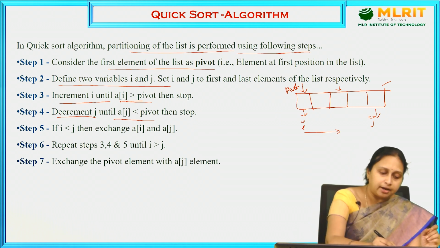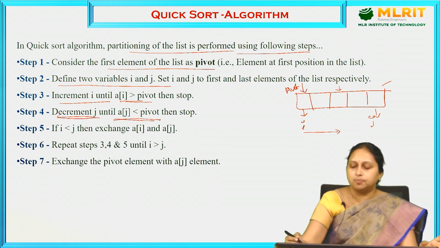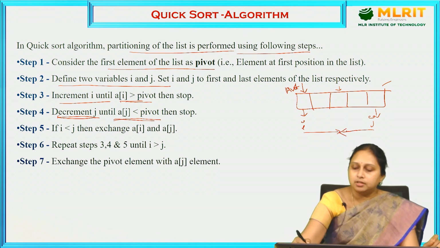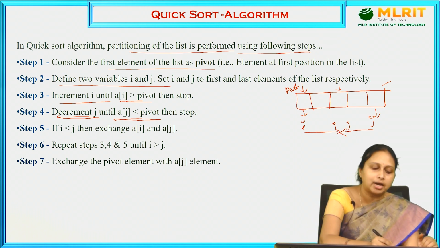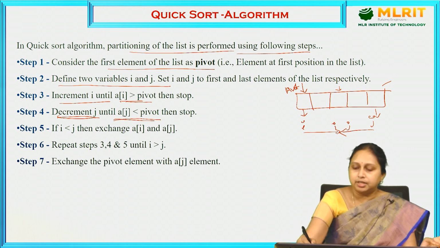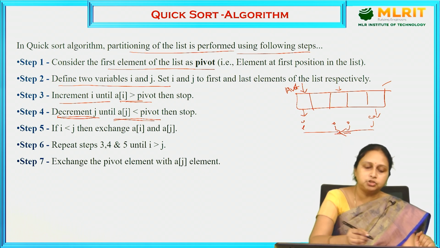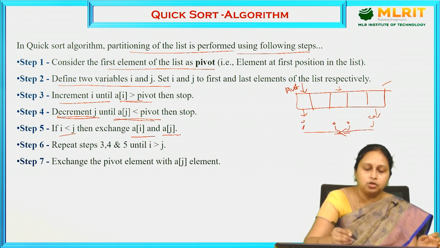Decrement j until a of j is less than pivot, then we are going to stop. That means we are going to decrement this j value. And whenever i and j have stopped, we are going to check the condition if i is less than j. If i and j stop at some point, then we check if i is less than j, then exchange a of i and a of j values.